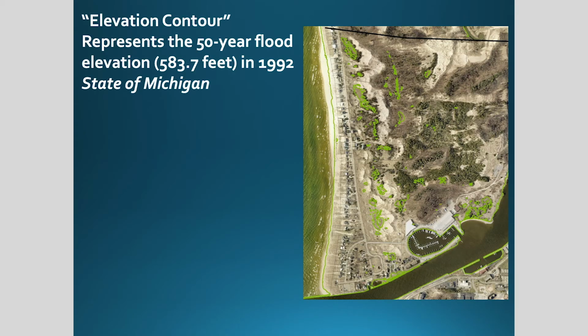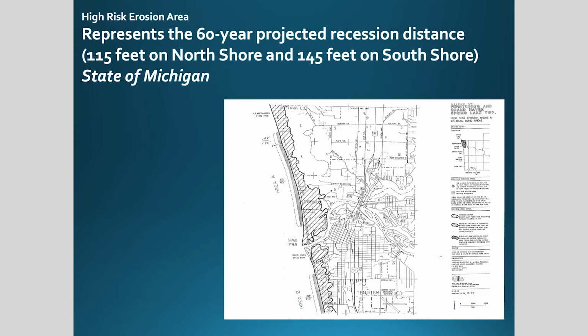Then they went ahead and, using elevation contours, they showed the 50-year flood elevation line from the state of Michigan, which kind of lined up there. And then they looked at the 60-year recession line, again drawn from state of Michigan data. And part of this shoreline is a state-designated high-risk erosion area.